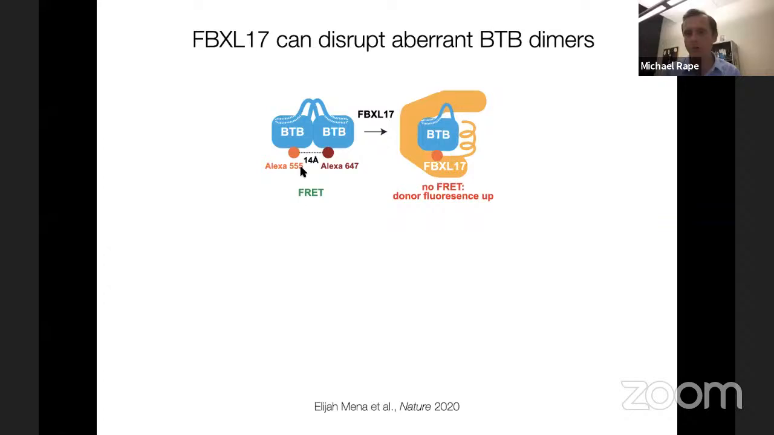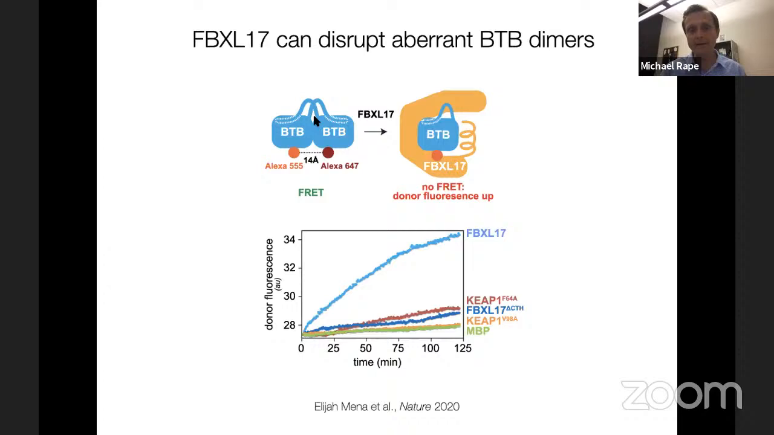And so we could test this. Elijah built this FRET, fluorescence resonance energy transfer, assay where he labeled two different subunits with different fluorophores. And if we lose dimerization, if we turn it into a monomer, we should see that the donor fluorescence, in this case this Alexa 555, should go up. And so when we incubate this substrate with FBXL17, indeed, that's what we see. The donor fluorescence increases, which is an indication that now we have only monomers bound to FBXL17.